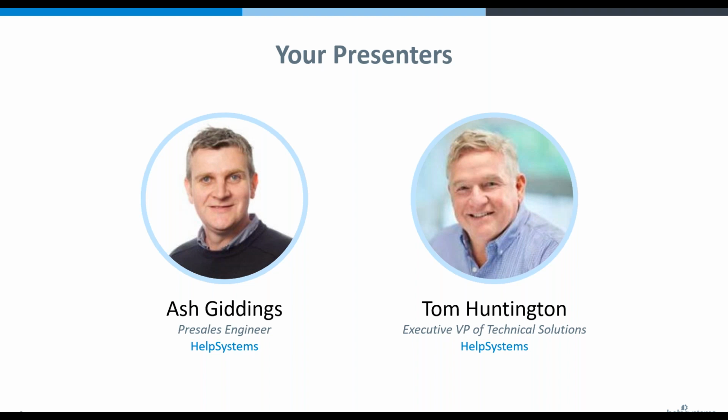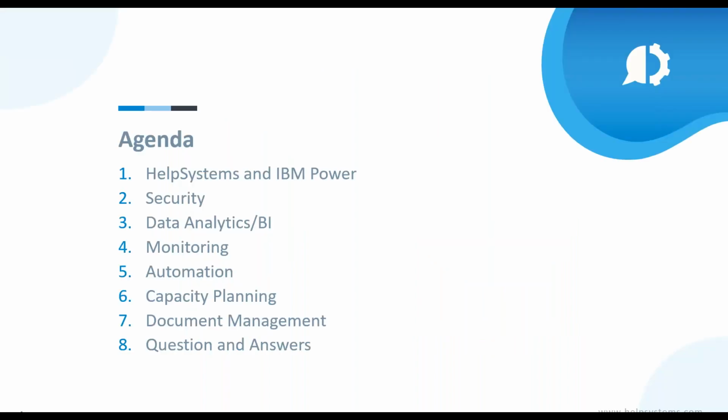Certainly today, we do still talk a lot about IBM i, but with the Power platform, as you know, you can run IBM i, AIX, and Linux on it. So as we go through things today, we'll try and point out technology that also can work on AIX and Linux on Power. Thank you all for joining. Our agenda is security, BI, monitoring, automation, capacity planning, document management, and then of course, answering any of your questions. If you have any questions about HelpSystems, we look forward to answering those as best we can.